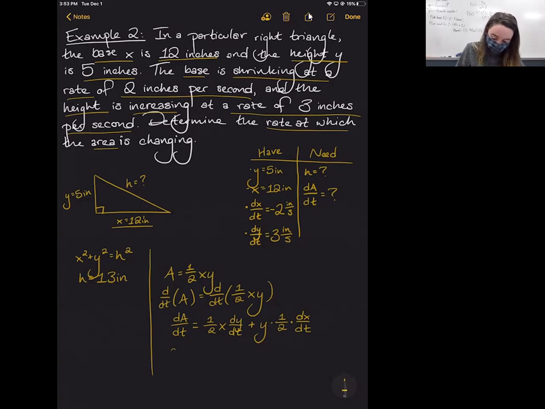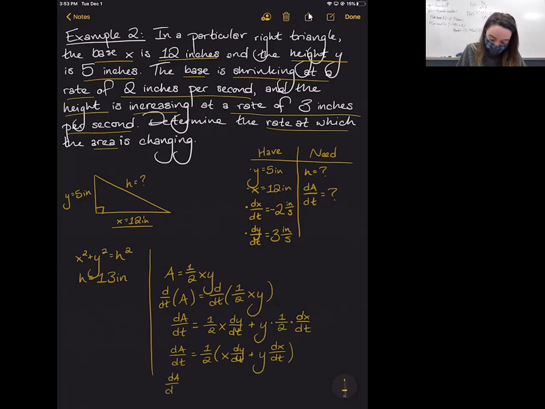I'm going to rearrange this slightly just to make it a little bit prettier. I'm going to factor a 1/2 out of each term. So I get x times dy dt plus y times dx dt. And now, taking a look back up at my haves and my needs, I have x, I have dy dt, I have y, I have dx dt. I've got everything I need in order to solve.